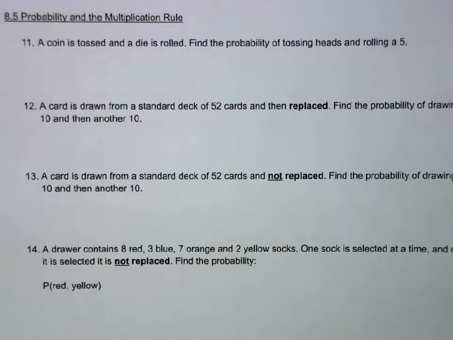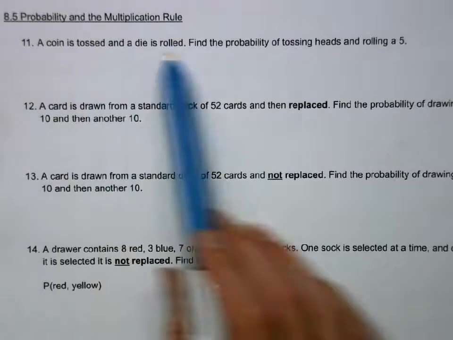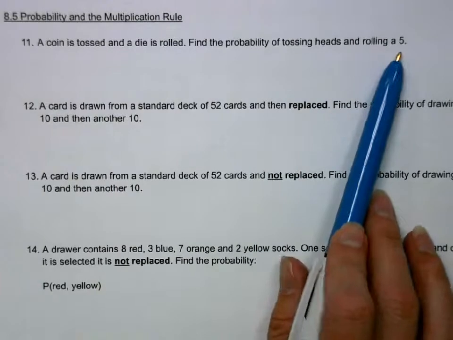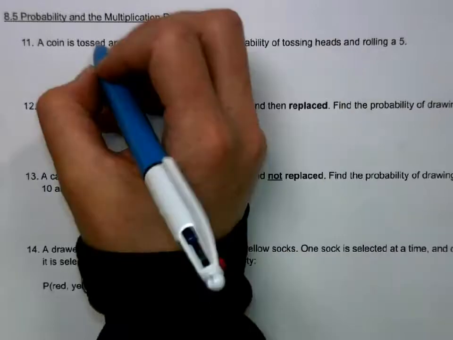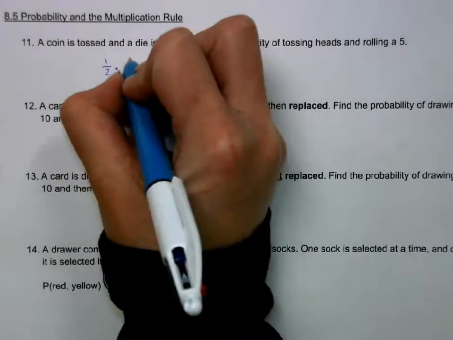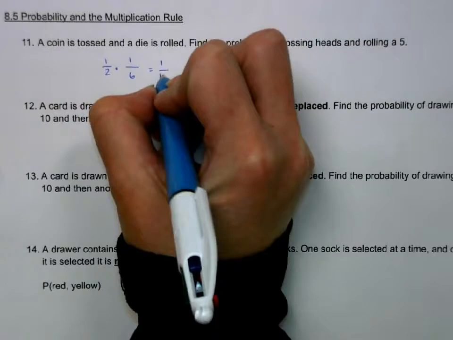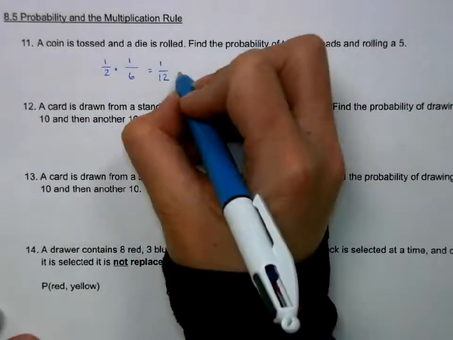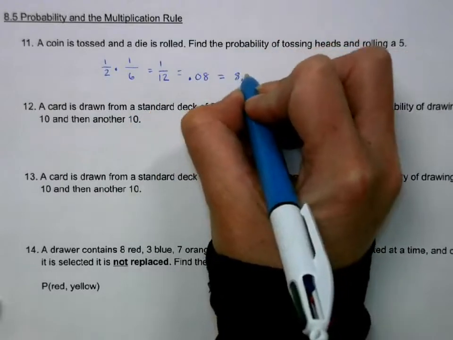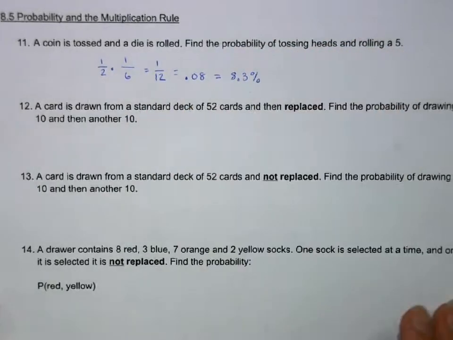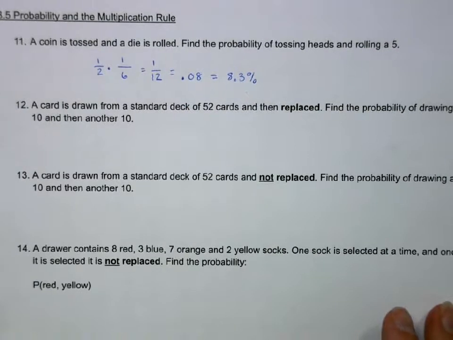Okay, next we're looking at compound events, meaning we have more than one thing happening, and these can be independent or dependent. So a coin is tossed and a die is rolled. Find the probability of tossing heads, then rolling a 5. That would be independent, so we just simply multiply the two probabilities together. So tossing a head is 1/2, rolling a 5 is 1 out of 6. So my fraction is 1/12, my decimal is 0.08, my percentage is 8.3%.